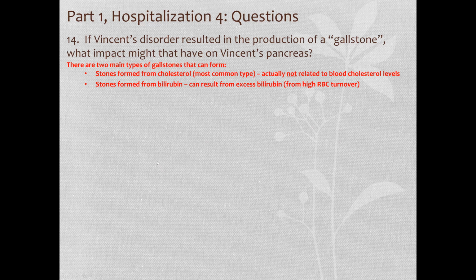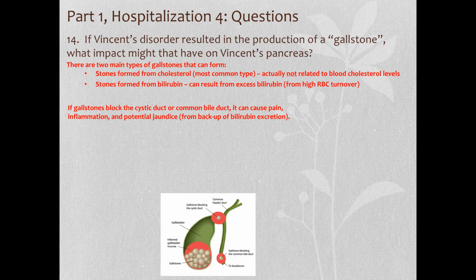But you can also have stones that are formed from bilirubin, and these can result from excess bilirubin, like if you have a condition that causes you to have an abnormally high red blood cell turnover. So if gallstones block the cystic duct or the common bile duct, then it can cause pain, inflammation, and potential jaundice from the backup of the bilirubin excretion.